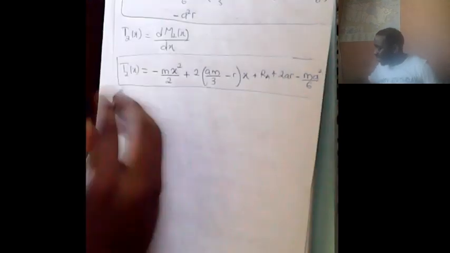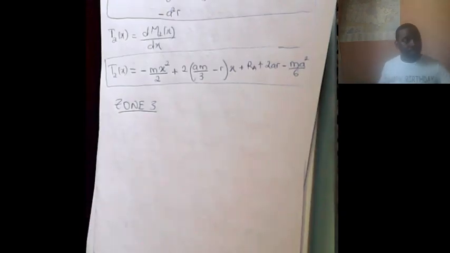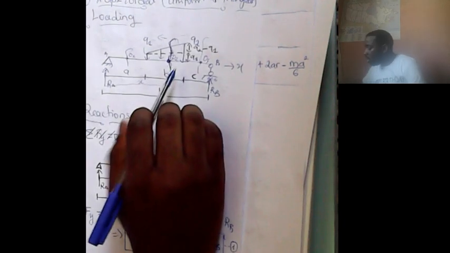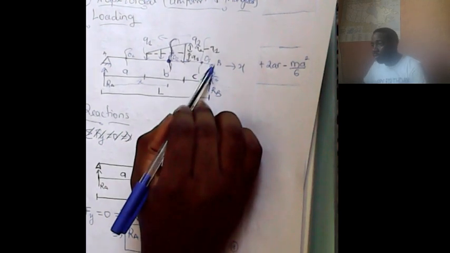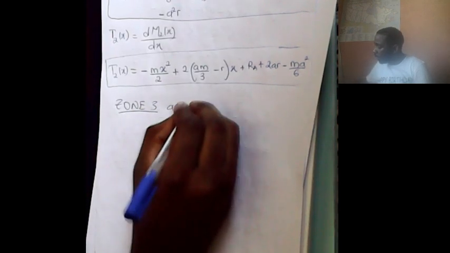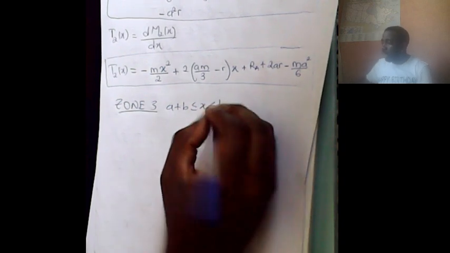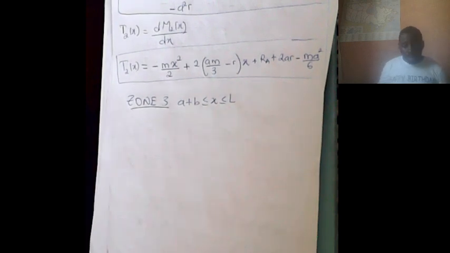So zone three now. We're finished with zone two. This is zone three. Zone three goes from here, from the end of the load right up to the end of the beam, and this is where we are cutting. So it goes from A plus B right up to L. All right. Good.